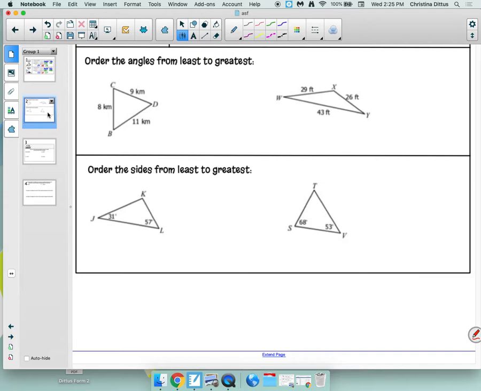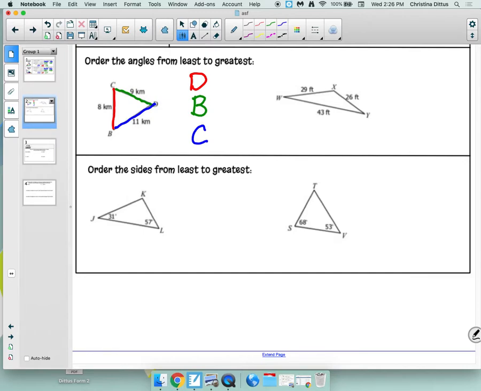Find me the smallest number on there. 8. So what angle is across from 8? D. So D is my smallest angle. Find me my medium. 9. So B. Find me my large. 11. So C. Questions there?